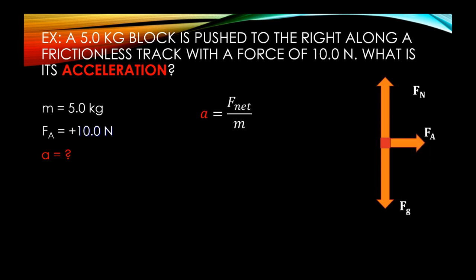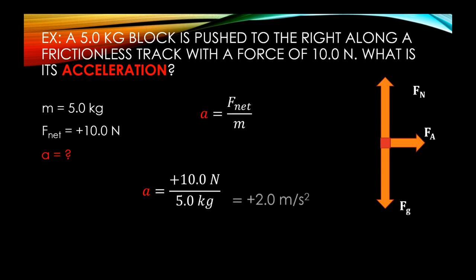Now the applied force is acting to the right, and there's no friction acting on the track to take away from that. So the net force acting on our block is completely due to the applied force. Remember that we typically refer to the right direction as the positive direction. So the net force acting on the block is 10 newtons to the right. Now we know the net force and the mass, so we can plug that into our equation. And we have 10 newtons divided by 5 kilograms. And that's going to give us an acceleration of positive 2 meters per second squared.